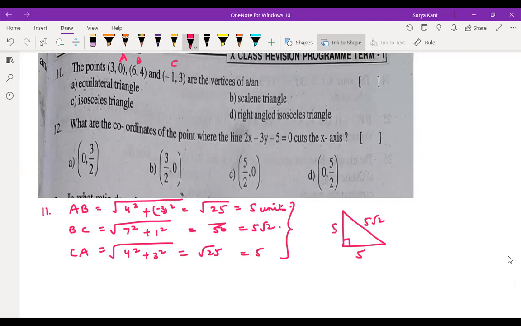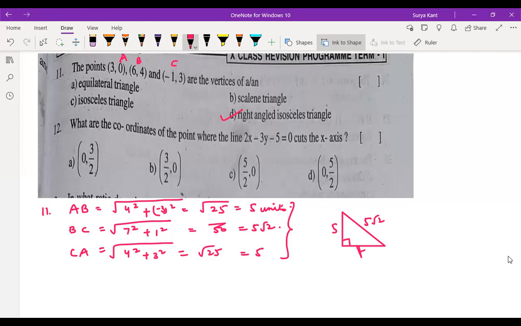Children, don't stop at isosceles, they'll get confused. If an isosceles triangle is coming, you check for a right angle triangle also. In this case, isosceles is also correct, but better than this is right angled isosceles. Is it clear? So the answer is right angled isosceles triangle, because if you solve this, you'll get the same answer.